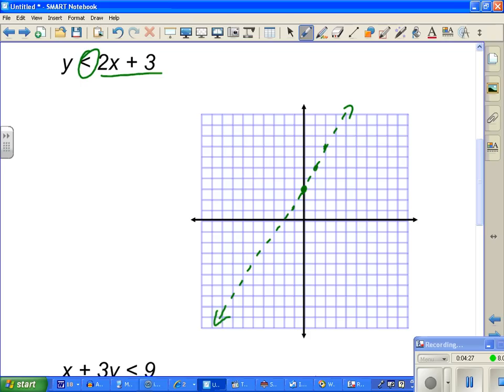Now we need to decide what side of the line I'm going to shade on. Well, here's a trick. Pick a point. Like right here, what's the coordinates of that point?